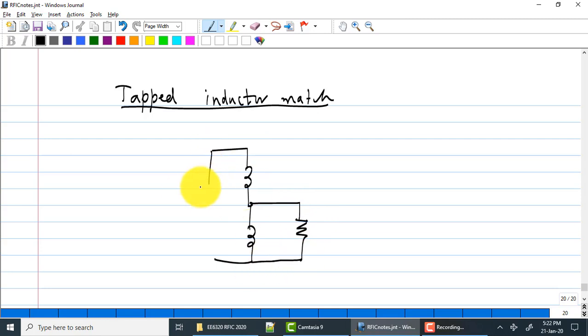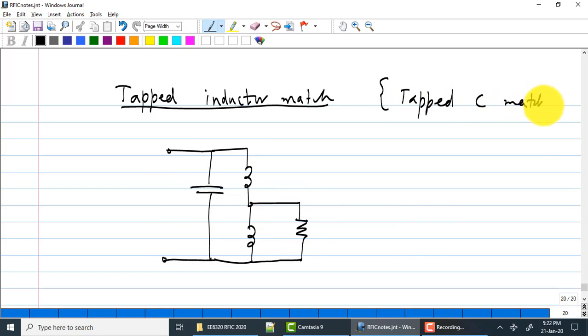It turns out that there is a fourth kind of match. We saw the L match, T match, pi match, and this fourth kind is called the tapped inductor or tapped capacitor match. The tapped capacitor match will look like this.